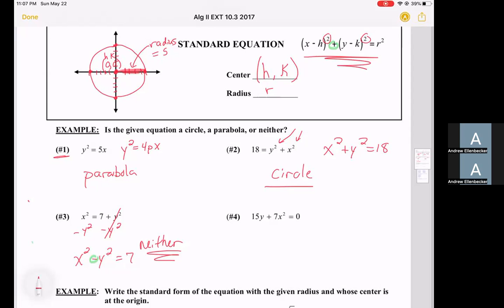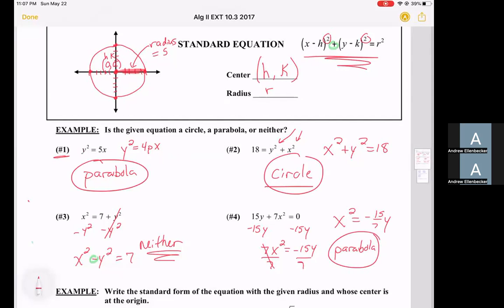Okay, and then lastly, number 4, there is 1 squared term. If we get rid of the 15y by subtracting it, we would have 7x squared equals negative 15y, and then divide by 7. x squared equals negative 15 over 7 y. This is in the form of x squared equals 4py. So this would be a parabola. It would be a downward facing parabola, but it still would be a parabola. So only one of these was neither, and it was neither because there's a minus sign between the 2 squared terms. So circles have plus signs and circles have x squared and y squared.